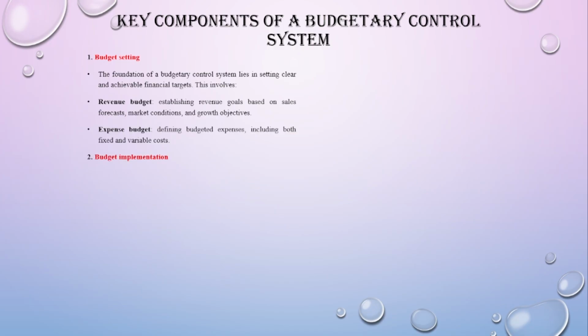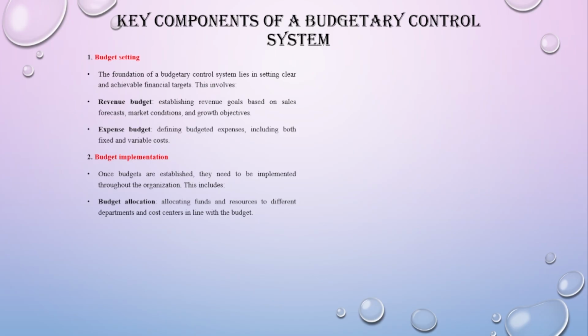Second aspect, that is budget implementation. What is the budget implementation? Once budgets are established, they need to be implemented throughout the organization. This includes budget allocations. What is budget allocation? Allocating funds and resources to different departments and cost centers in line with the budget.